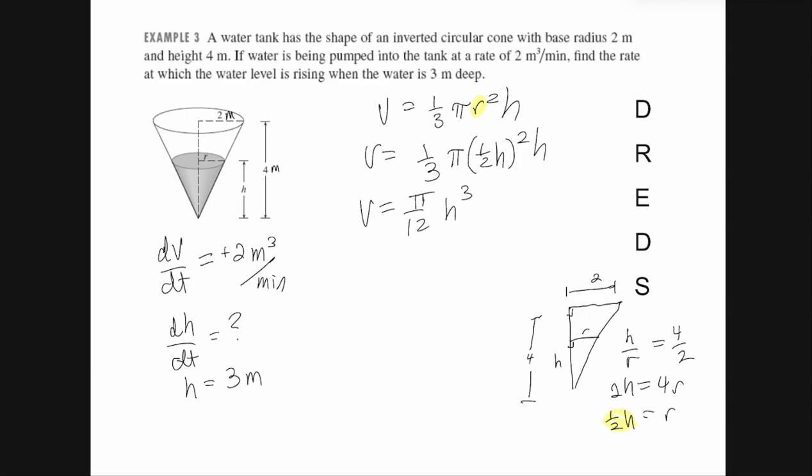Now we're able to differentiate with respect to time. So we get dV/dt equals pi over 12, hangs along for the ride. This is 3H squared dH/dt. So now we're ready to go. Okay, now you got to check your work. Let's highlight what we're searching for. We're searching for dH/dt.